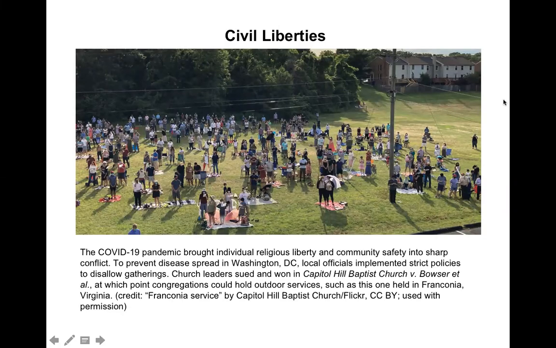Okay, this is one of my favorite lectures to give because it's so important for you guys to understand the civil liberties that you have. These are found in Amendments 1 through 10 of the Constitution, and these are your protections against government action. This picture, I chose it because the pandemic brought individual religious liberty and community safety into sharp conflict. When we talk about rights and civil liberties, your civil liberties are not unrestricted.